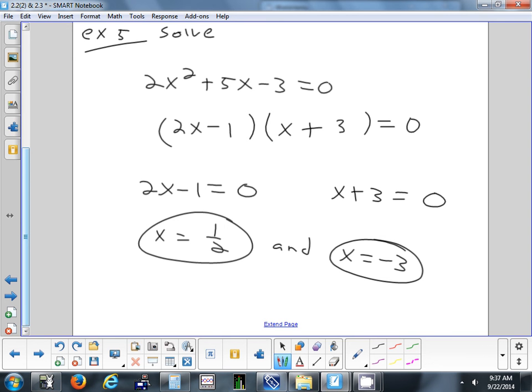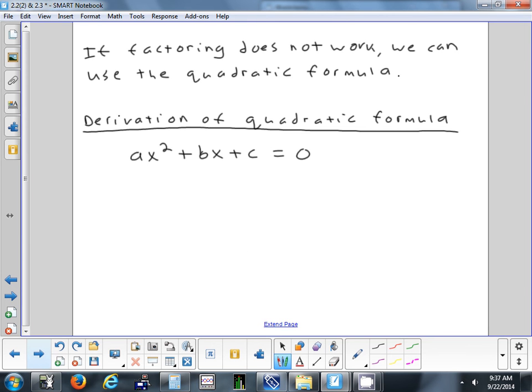Okay, any questions on solving a quadratic by factoring? All right. So if you can't factor it, you can always complete the square. But there's a formula that we can use that most people tend to do instead of completing the square, and that's the quadratic formula.